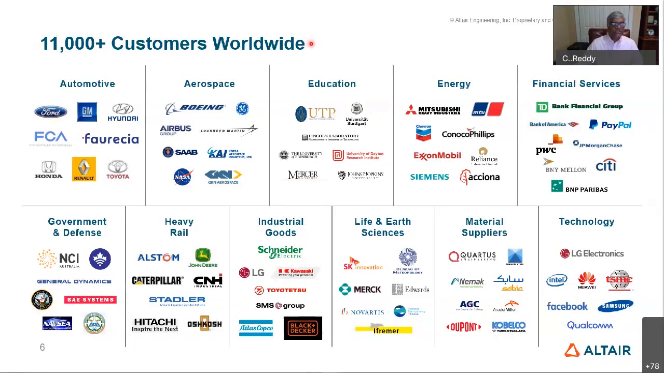We have around 11,000 customers all over the place. Actually, this is an old number. I'm sure every year it's growing. You can see that what's amazing here is the verticals we have: automotive, aerospace, of course, that can be expected; education, obviously, very important for us; energy, financial sectors. This is actually coming through the data analytics side of our business. Government and defense, heavy rail, heavy train systems as well, industrial goods. So any industry you can think of, we have our footprint there.